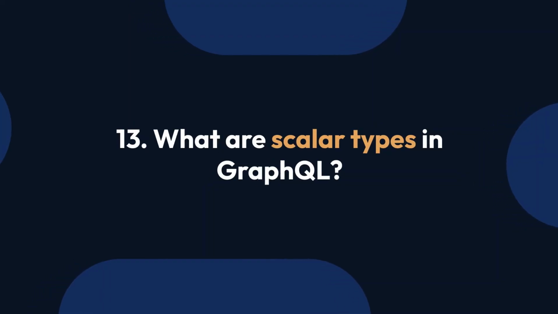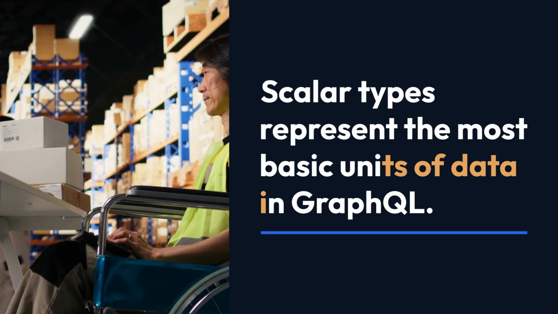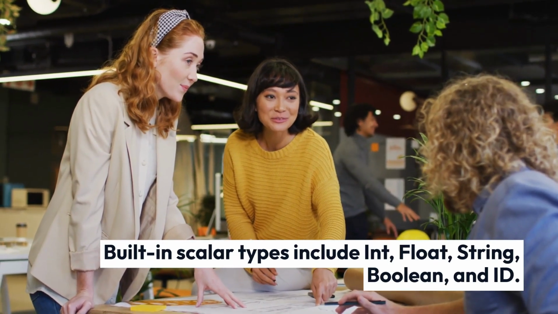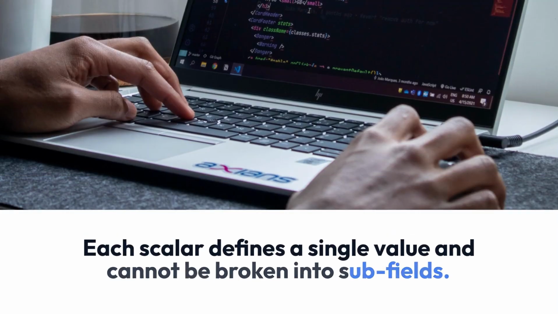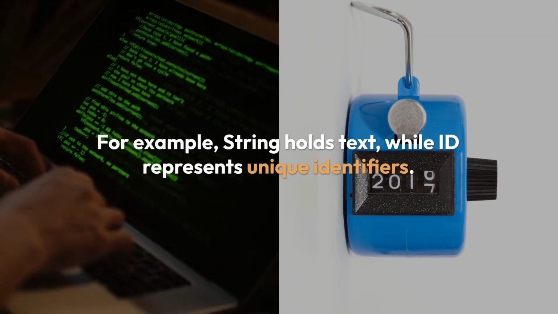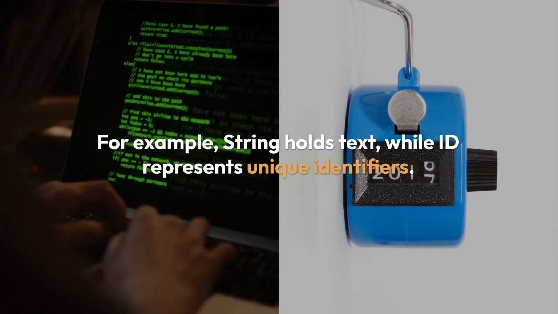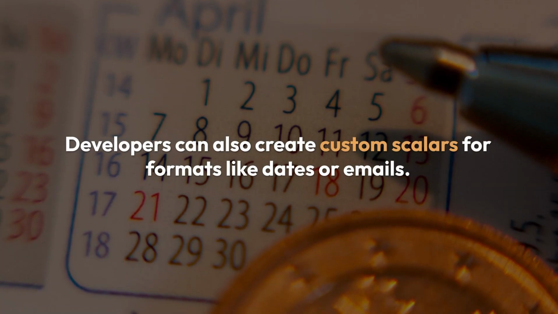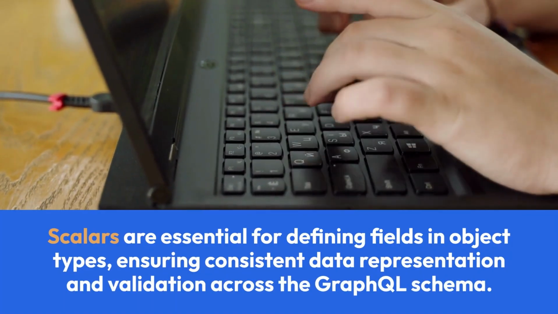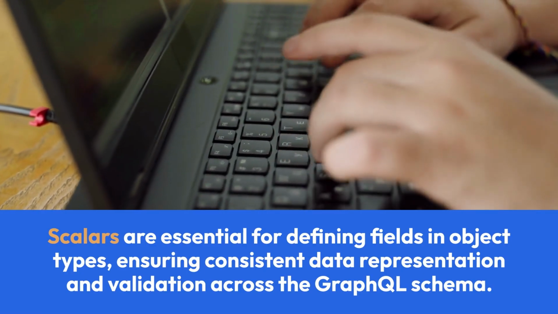13. What are scalar types in GraphQL? Scalar types represent the most basic units of data in GraphQL. Built-in scalar types include int, float, string, boolean, and ID. Each scalar defines a single value and cannot be broken into subfields. For example, string holds text, while ID represents unique identifiers. Developers can also create custom scalars for formats like dates or emails. Scalars are essential for defining fields in object types, ensuring consistent data representation and validation across the GraphQL schema.